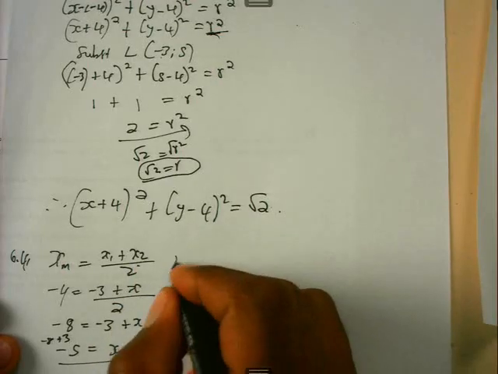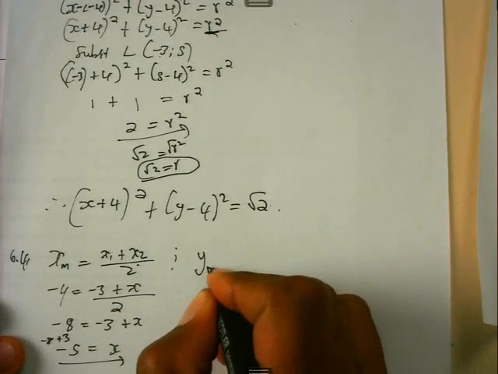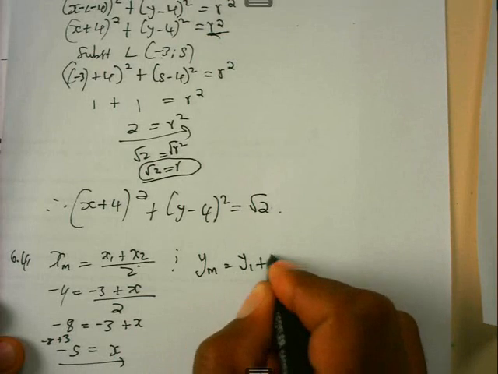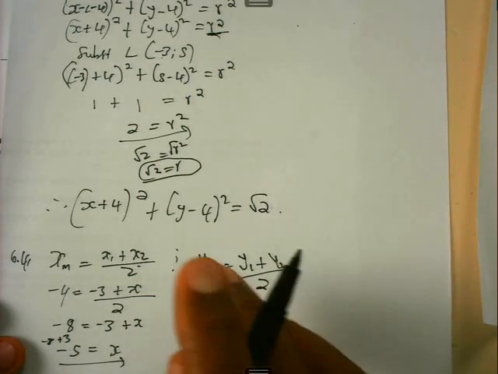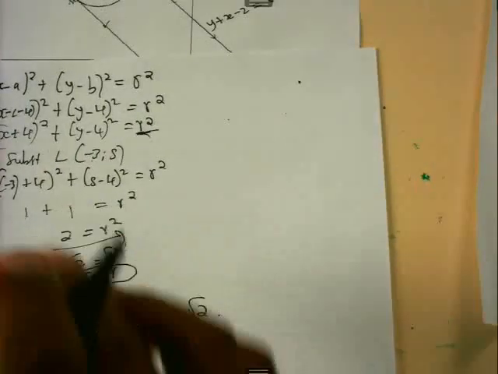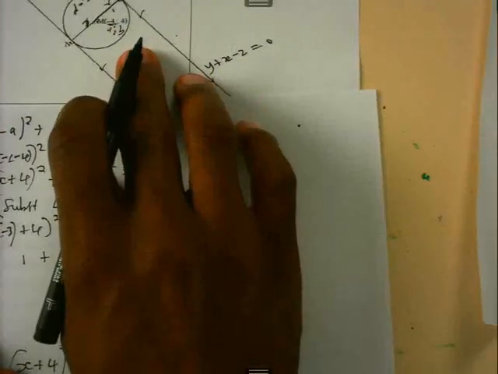Now, how do we determine the y value? Of course, the y value at the midpoint is equal to y1 plus y2 divided by 2. And then the y value at the midpoint, you remember you said is +4. It is the +4.